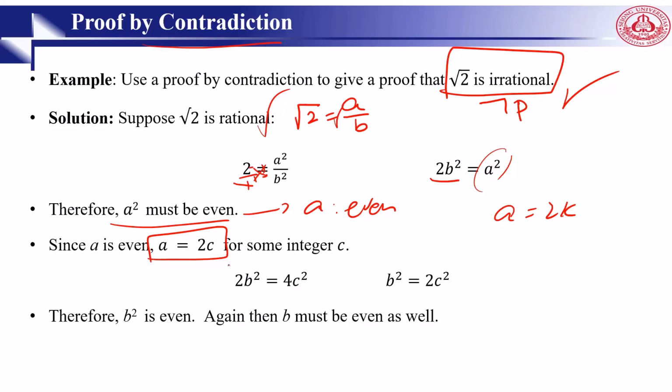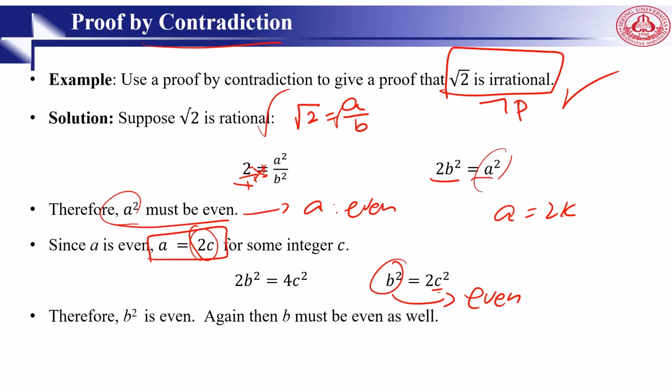So, 2b squared equals a squared. Instead of a, we write 2c, so 2b squared is equal to 4c squared. And then we come out with b squared equals 2c squared. Therefore, b squared should be what? Even, right? Because we could write it in this way. Again, b must also be even. So b itself should be even.